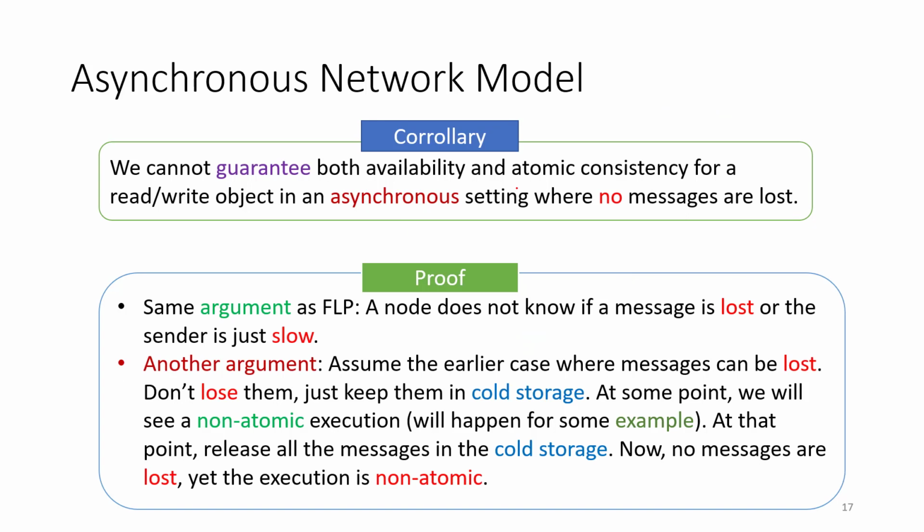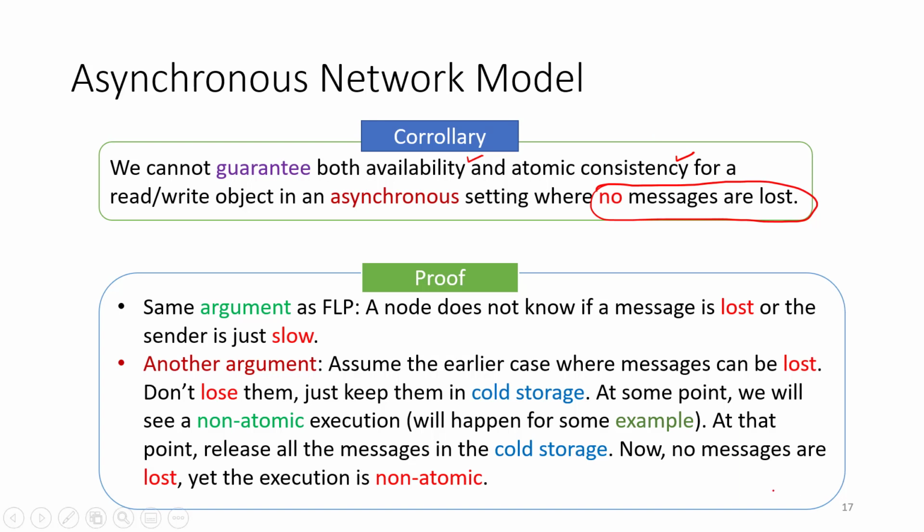Let's have a corollary. So we cannot again guarantee both availability and atomic consistency for a read-write object in an asynchronous setting where no messages are lost. So this is much stronger. This says that even if no messages are lost, we still cannot guarantee both of them, right?